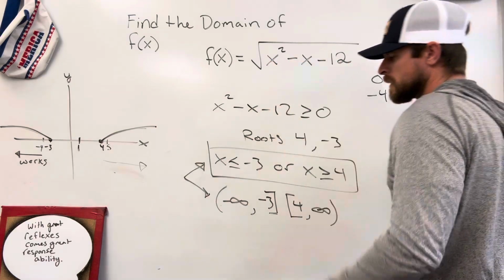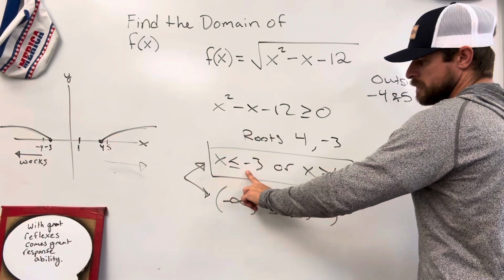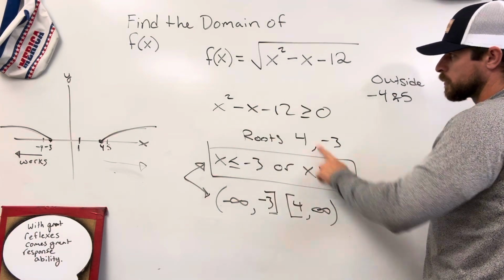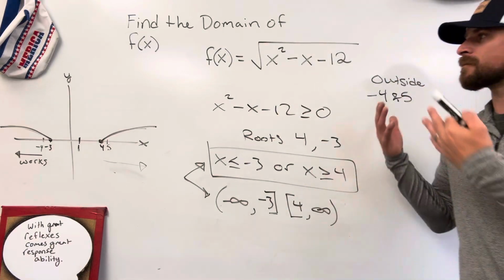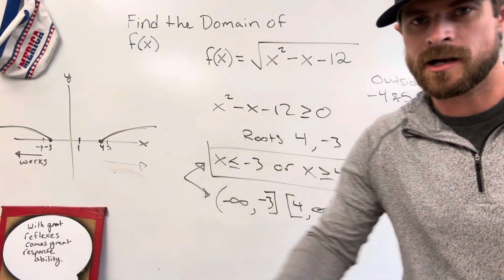It's undoable. Okay? However, when we go to the left of negative 3, all numbers smaller than negative 3 would work in this function. All numbers greater than 4 would also work in this function. And that is how you find the domain of a function such as the one given here. Hopefully this makes sense. Study hard and good luck on your upcoming test.